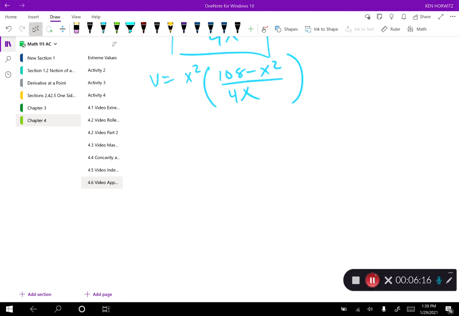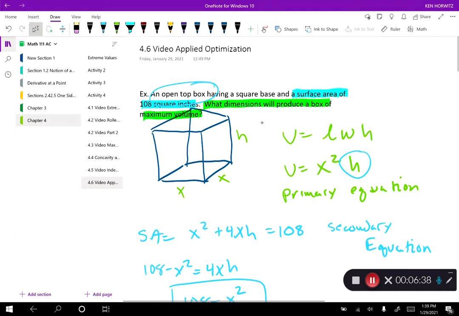All right, hopefully you took a moment to simplify. When I simplified this equation, I wound up with V equals 27x minus 1/4 x cubed. All right, and now we need to take a look back at the problem to figure out our domain, because our domain is definitely limited.